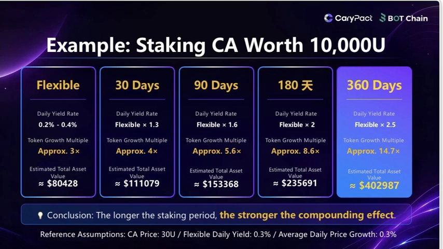The longer the staking duration, the stronger the compounding effect, and the greater the long-term value potential. So if your CA tokens are positioned for longer-term growth rather than short-term liquidity needs, longer duration staking may offer significantly stronger long-term growth opportunities. Because over time, compounding has the ability to transform modest positions into substantial long-term asset growth.